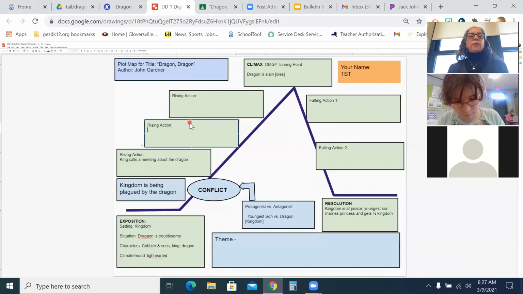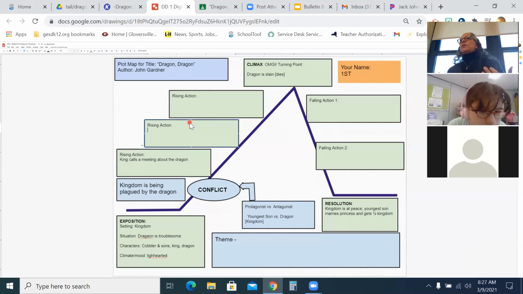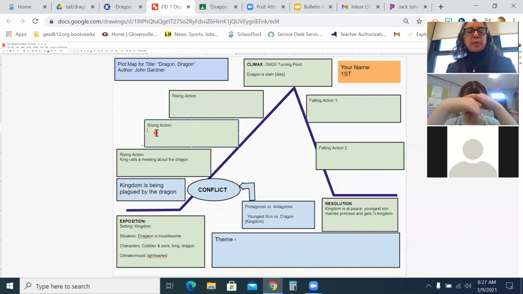Okay, so the meeting is happening and the king offers the princess in marriage, and then what happens? The oldest son takes the offer. Well, before the oldest son gets the offer, what does his dad do? His dad tries to bargain with the king. Right, so the cobbler negotiates a better deal, right? And then the oldest son takes the challenge, right? So we can put that in one box.